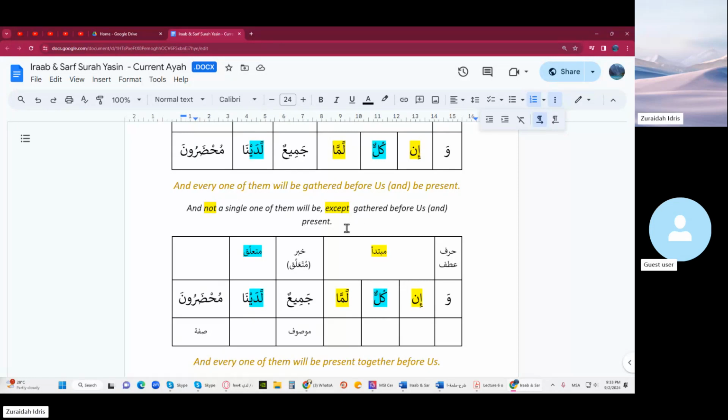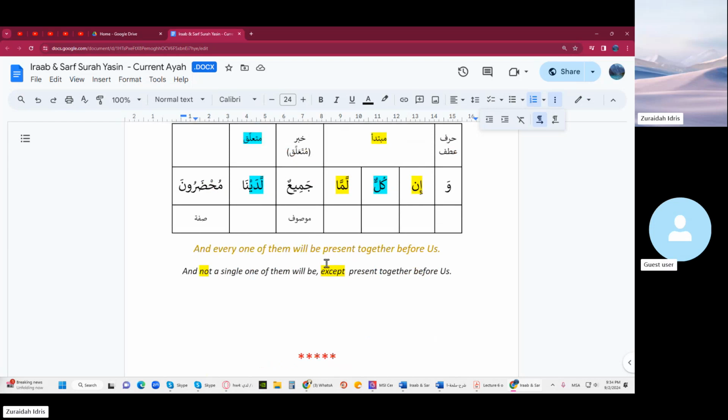See how the tone I'm saying it is? And not a single one of them will be, except they have no choice, gathered before us and present. Okay, this is the tone of this. But this is the better English. Of course, this is just to show how the in and lama works in this case. The impact of these two.